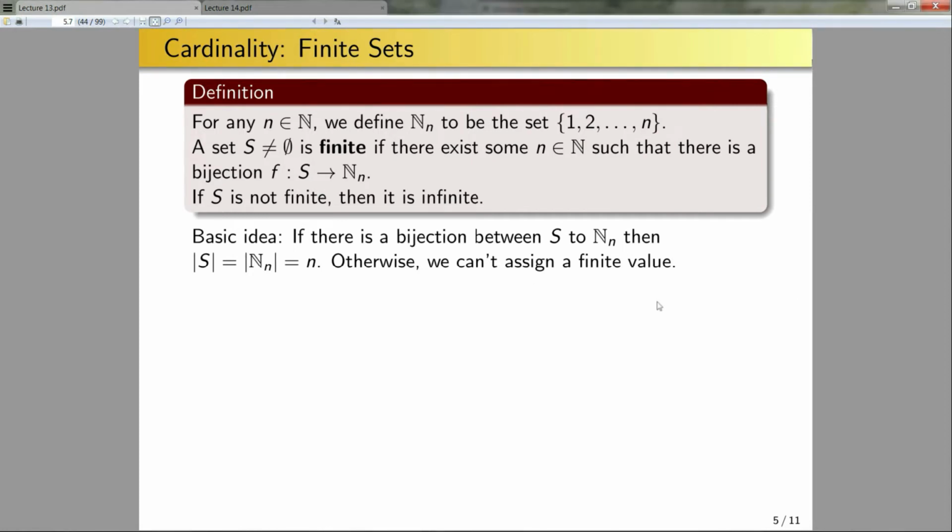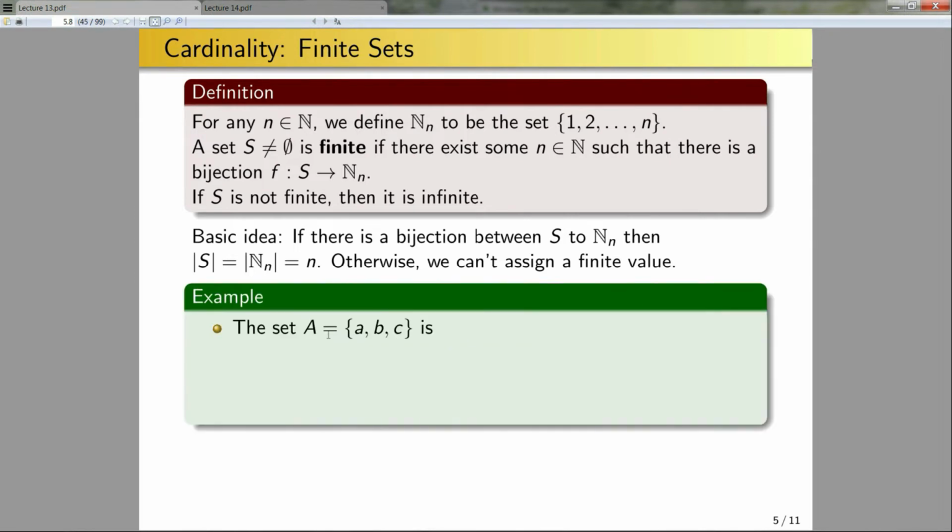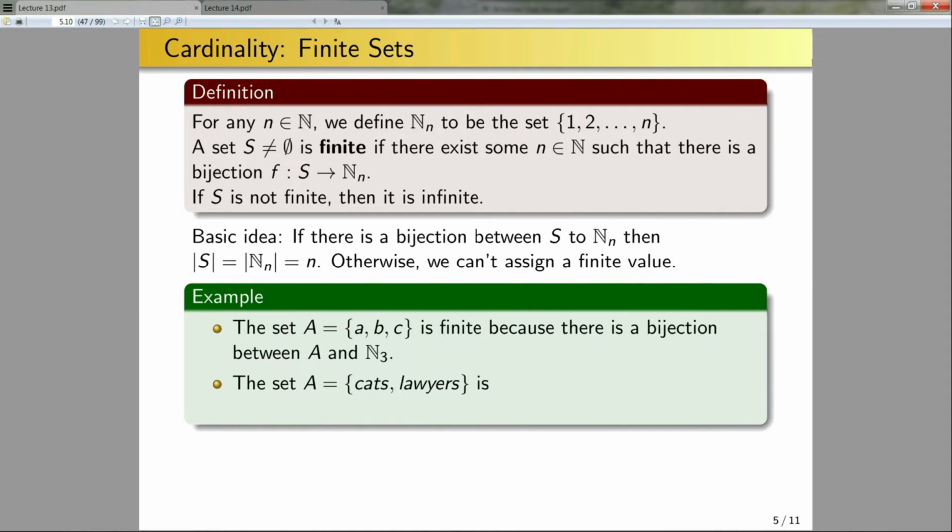So let's give an example here. The set A that contains the elements A, B, and C is finite because there is a bijection between A and N3. Explicitly, I can map A to 1, B to 2, C to 3, and it's pretty trivial to see that that's a bijection. Further, the set A, which is the set of cats and lawyers, is also going to be finite because there's a bijection between A and N2, namely I could say cats go to 1 and lawyers go to 2.